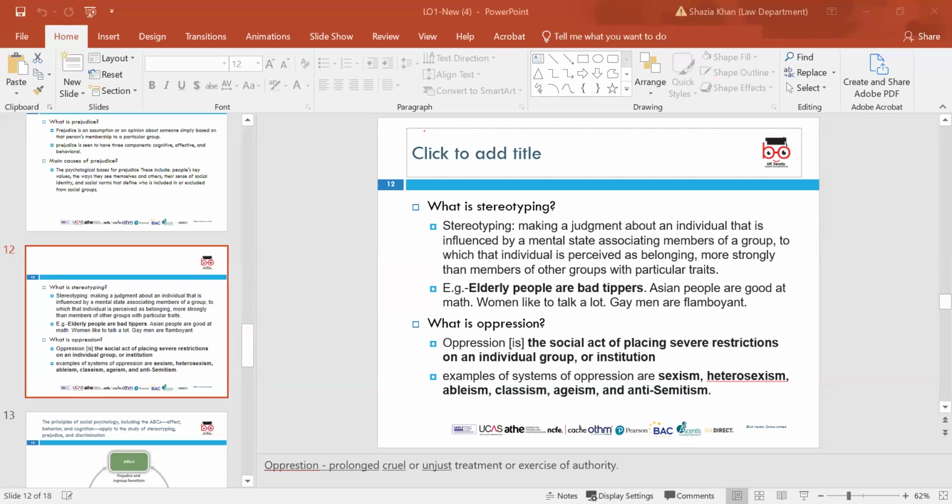It could be viewed as organized mistreatment, and it's where people are suffering from oppression. There are different examples of oppression, which, as I've mentioned, is like an abuse of power by one group at the expense of others, and the use of force to maintain that dynamic. So, trying to control something, and its examples are things like sexism, heterosexism, ableism, classism, ageism, and anti-Semitism.